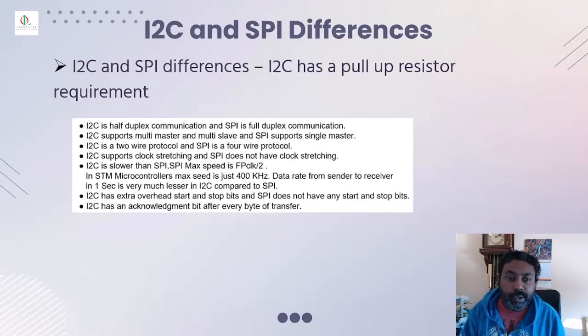I2C has extra overhead start and stop bits because it doesn't have a dedicated line to use, so it only communicates through start and stop bits, whereas SPI doesn't have it. It has a chip select bit, which is different, which you will learn. And I2C has the luxury of sending an acknowledgement back after every byte is transferred. It lets the master know that the packet has been received, which SPI doesn't. So that's really a good difference. So these are all the basic differences.